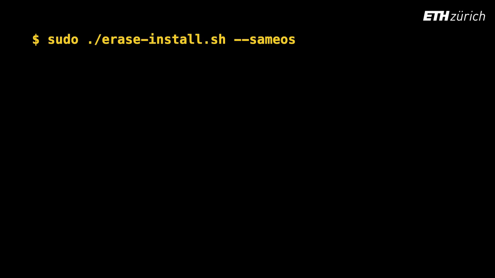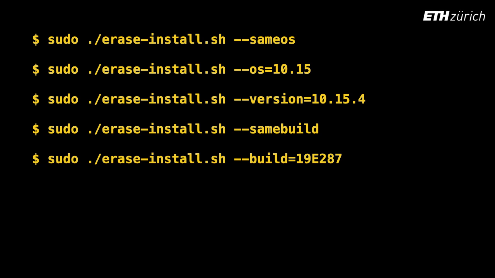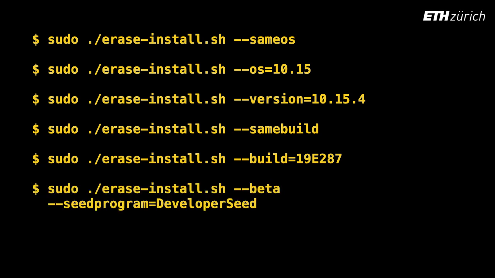There are many options for specifying which build you want to download. Hopefully these are fairly self-explanatory. All of these can be used together with the move, overwrite, reinstall, and erase options. You can also use this script to specify that you want a beta version, either from the AppleSeed or Developer Seed programs. Note that all these options will only work with what is available in the software catalog, which you would see in that list.